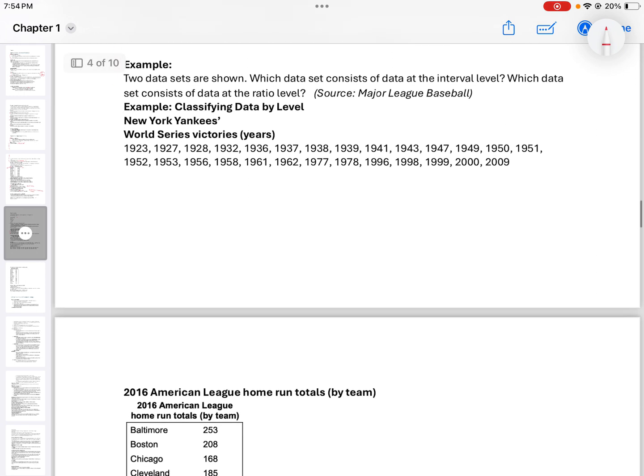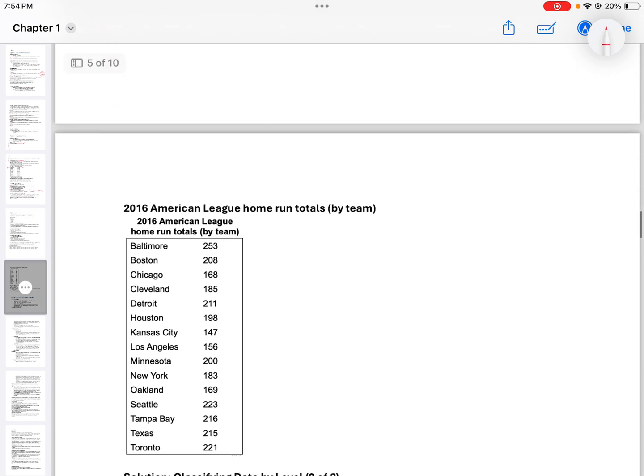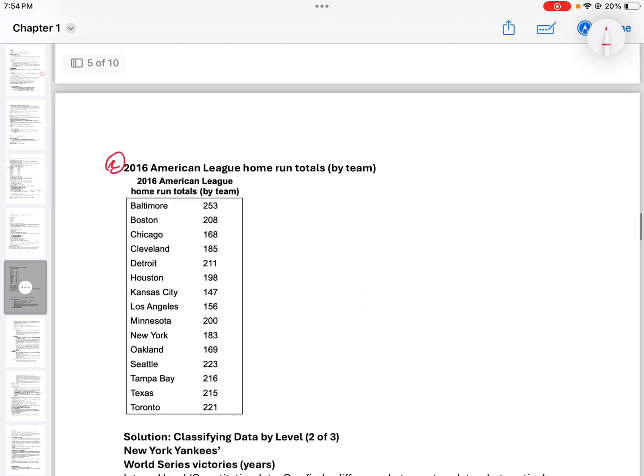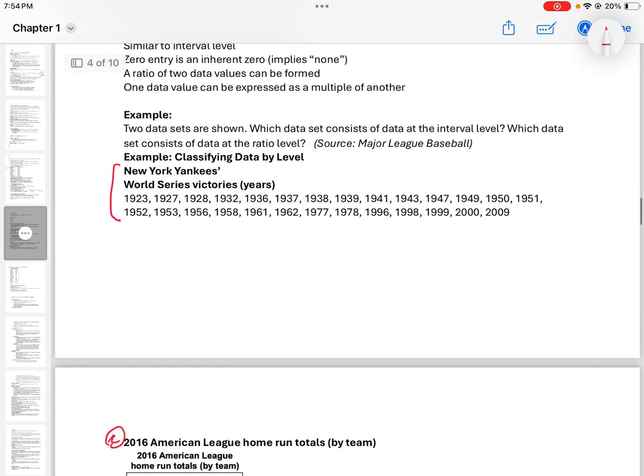So here we have 2 data sets in our example. We have classifying data. First, we have the New York Yankees and World Series victories, and next we have American League home runs in the year 2016. So between these 2, you want to be able to classify the data by level.